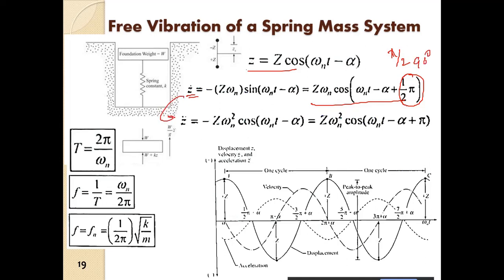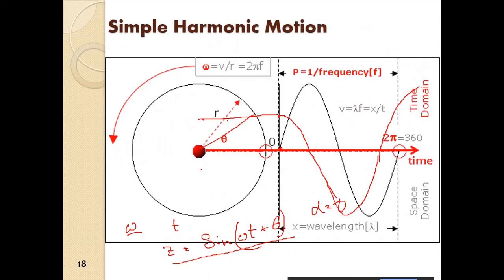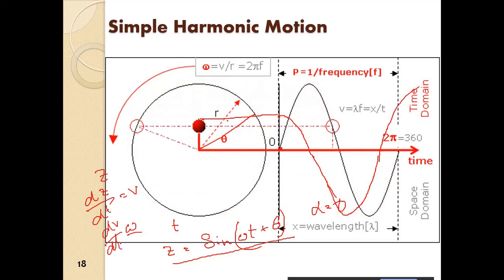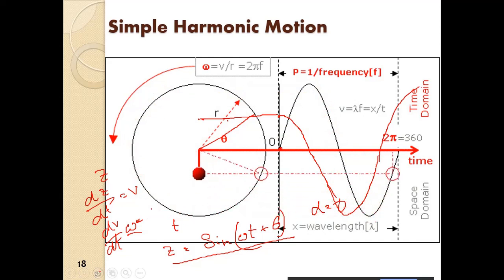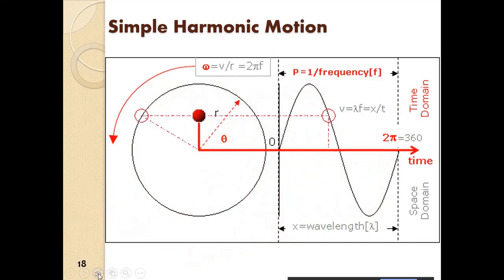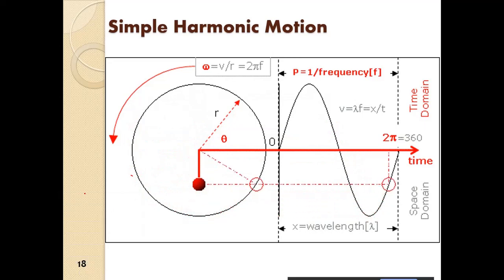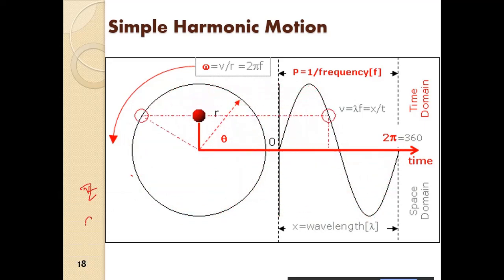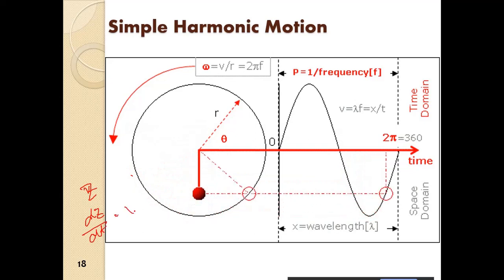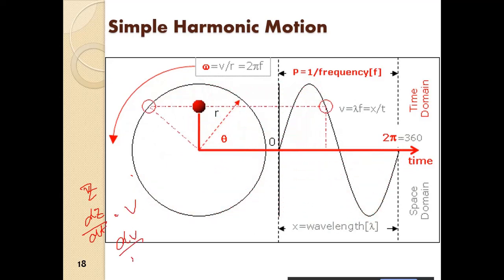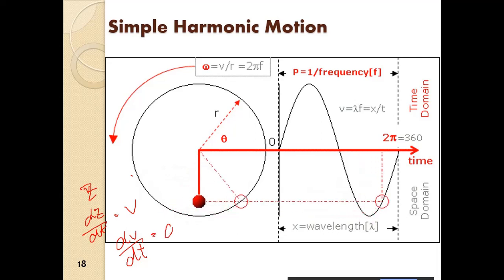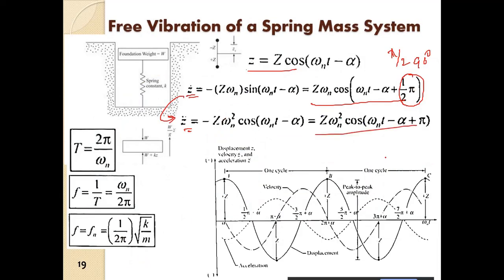Then if we differentiate the velocity, we will get the acceleration of the particle at any time t. So at any time t, we have the displacement z. If we differentiate z with respect to time, we will get the velocity. If we differentiate the velocity with respect to time, we will get the acceleration. So that is what we saw.